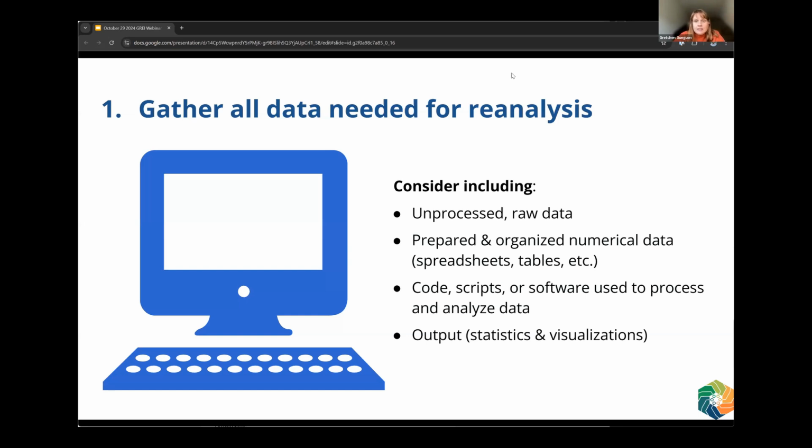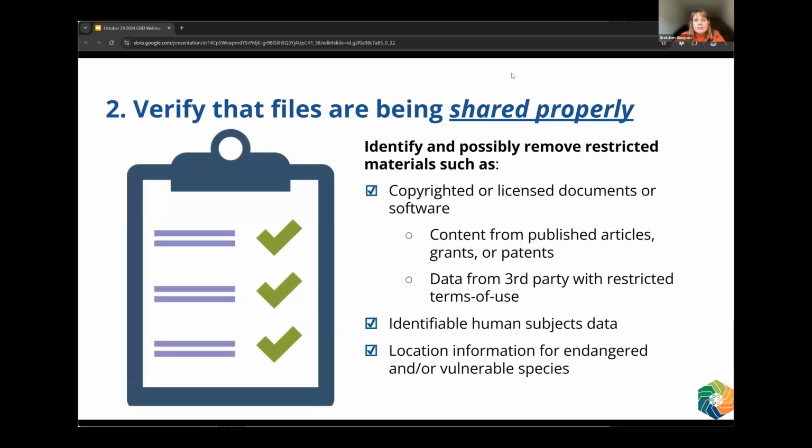If we go to the next slide, our next process, once we have gathered all our data, we ideally want to be able to share everything publicly, and we want everything to have a license. So it's important to identify materials that need to be restricted. In some repositories, you'll be able to upload content and restrict access, and in others, you will only be able to share openly available materials.